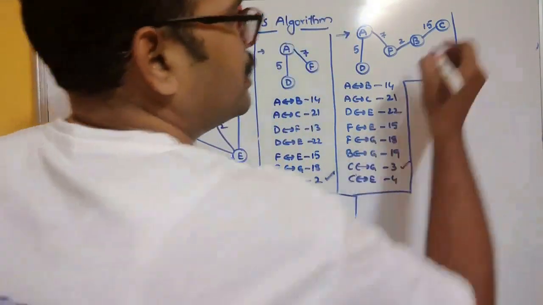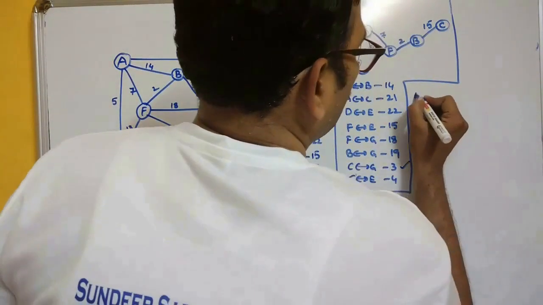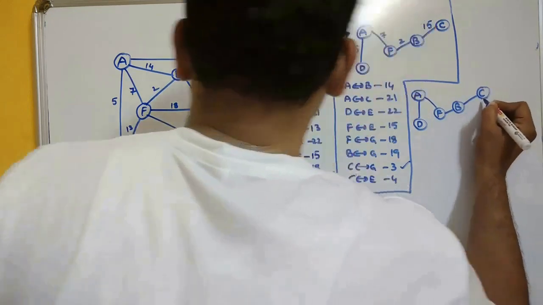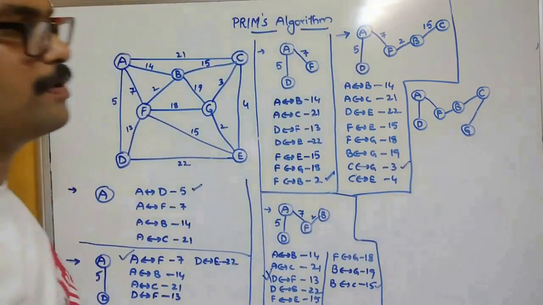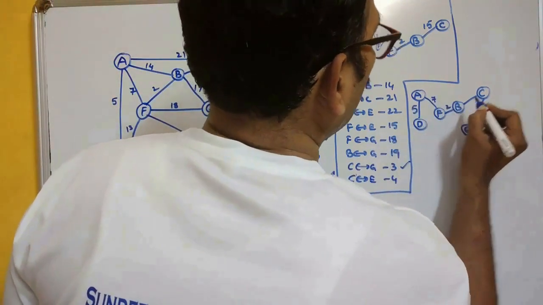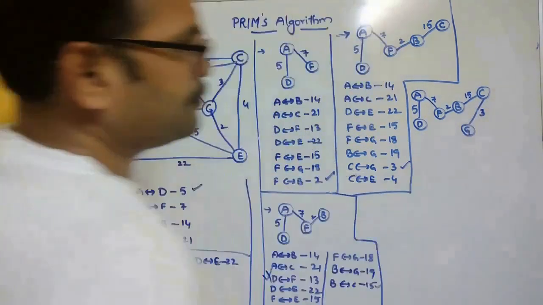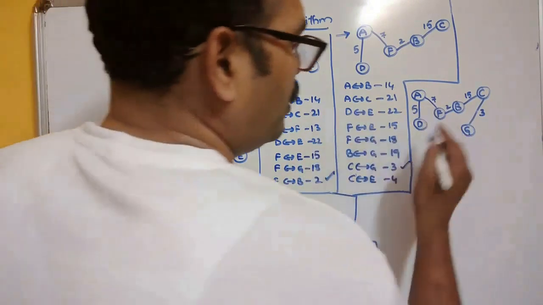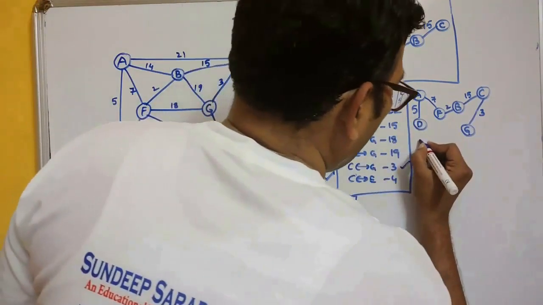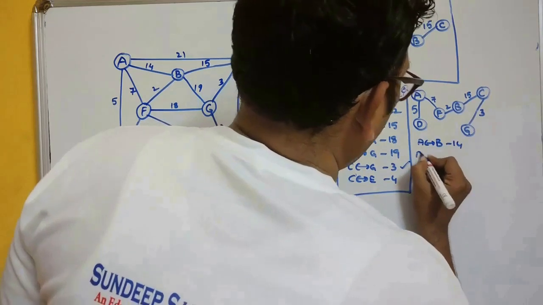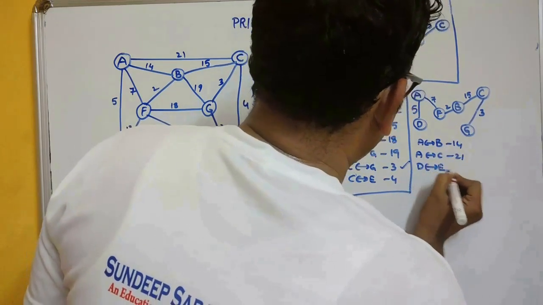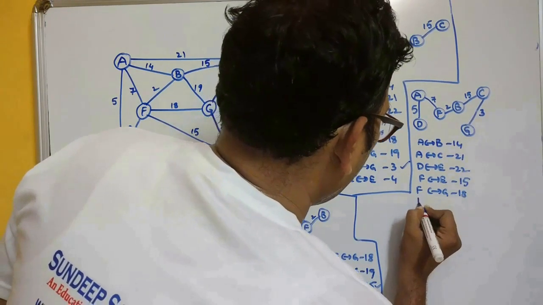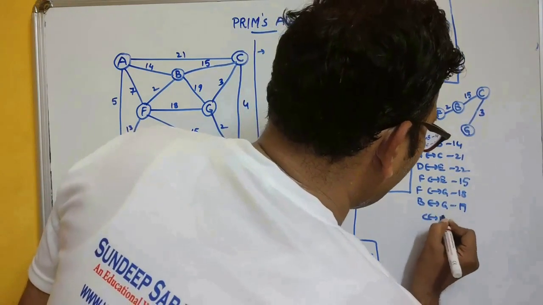So now I will consider here A with D, with F, B, C and G, right? The weightages are 5, 7, 2, 15 and the edge is 3 here. Now we have taken one edge, that is a new vertex G. So what are the remaining edges? A to B with 14 and A to C with 21, D to E with 22, F to E with 15 and F to G with 18, B to G with 19 and C to E with 4.